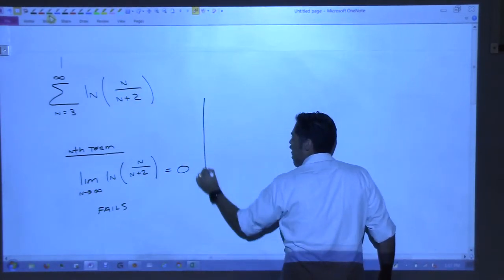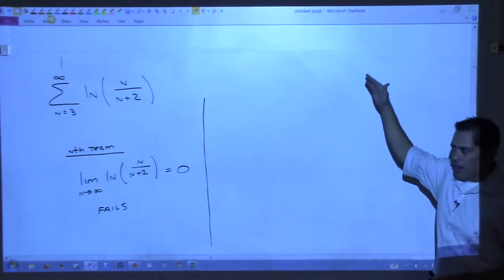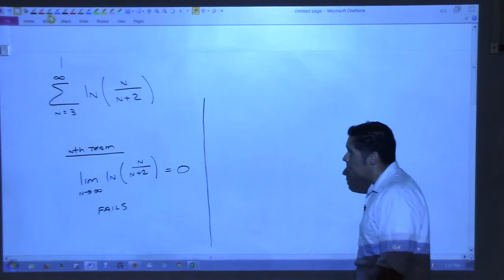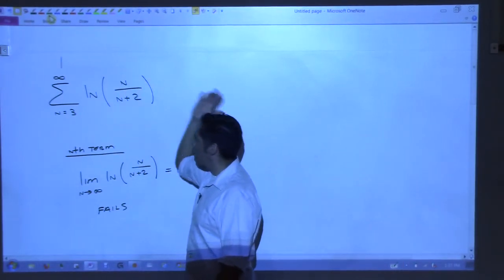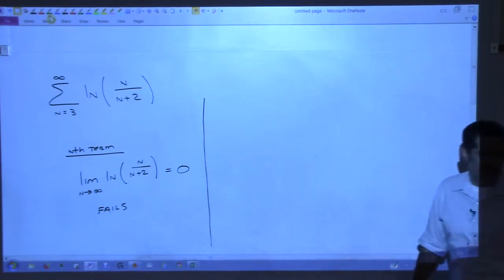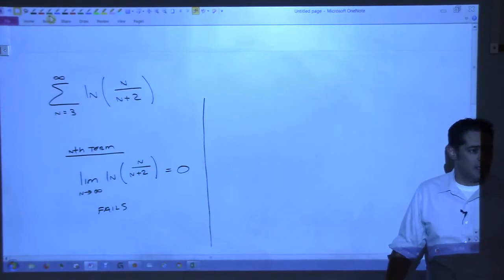So now we ask ourselves, is this geometric? Well, n's not up in a power, right? Okay, is it harmonic? Do you have a constant over linear? No, you've got natural log. It's not even close to harmonic, right? So the only other thing on the plate right now is telescopic.